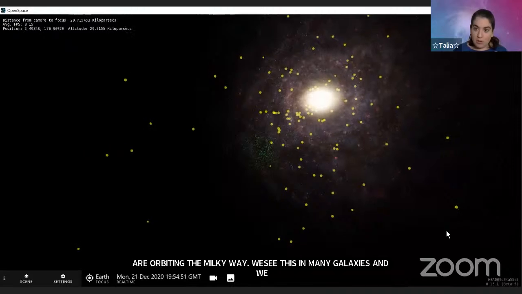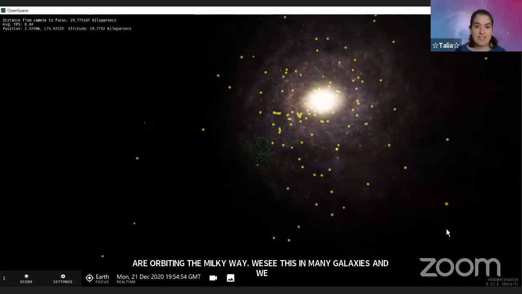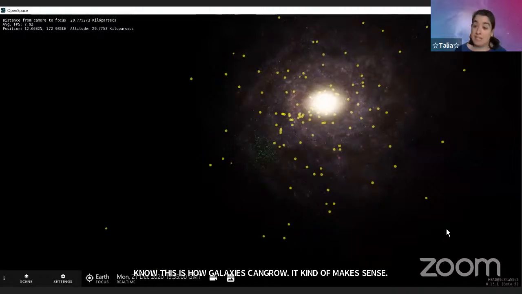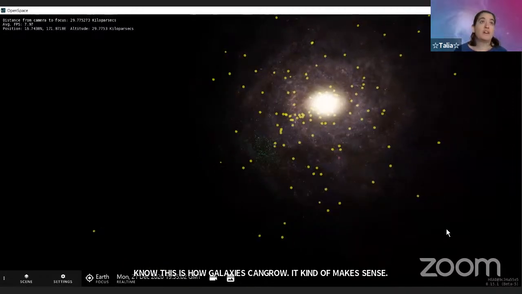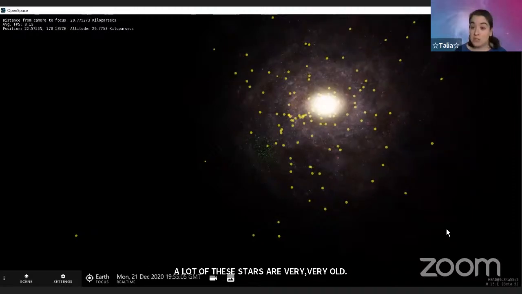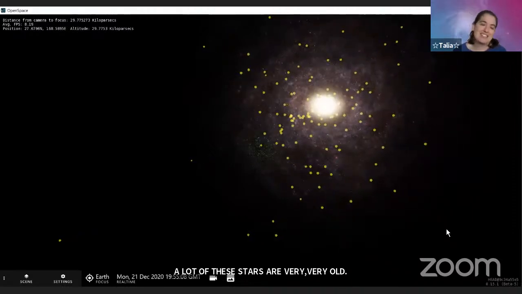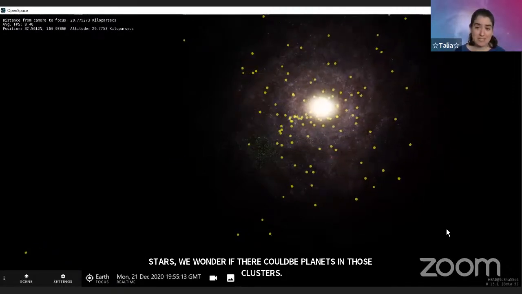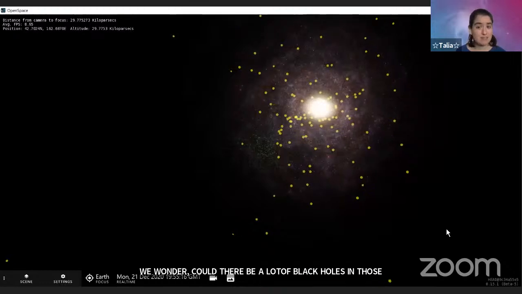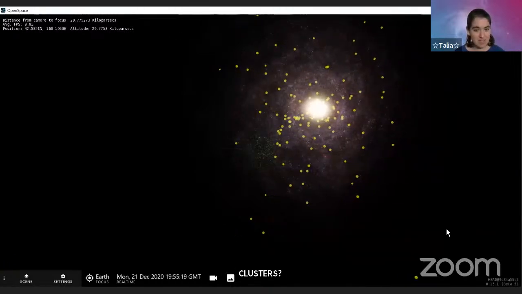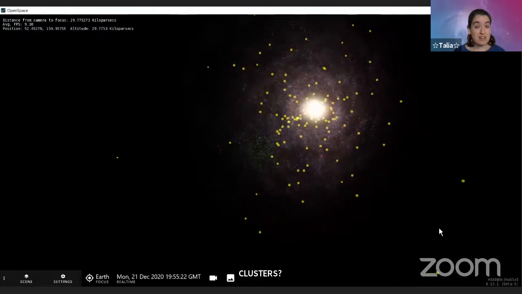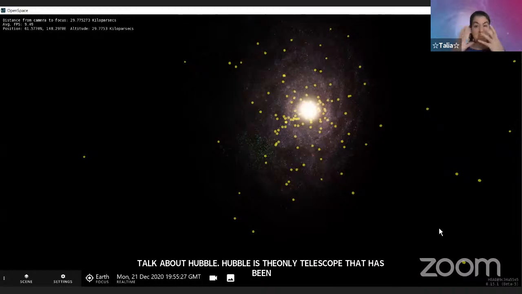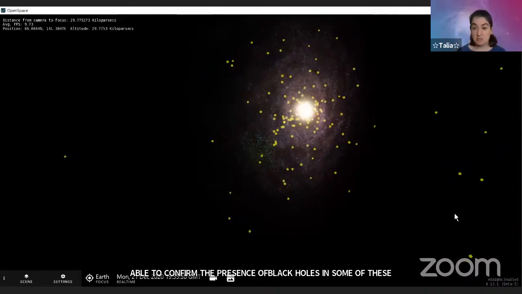And one thing we don't know is, because these are very old stars, we wonder if there could be planets in those clusters. We wonder, could there be a lot of black holes in those clusters, things like that. And once again, if you're going to ask those questions, you really have to talk about Hubble. Hubble is the only telescope that has managed to confirm the presence of black holes in some of these clusters. Which is pretty cool, because you've got hundreds or thousands or millions of stars packed within something maybe only 100 light years wide.